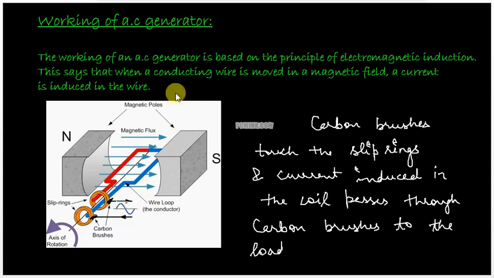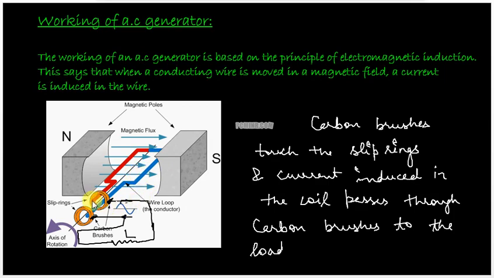The carbon brushes are further connected to the wires through the load, and this way you can utilize the current which has been induced in the coil to run the load. So this is how the AC generator works. It produces an AC current because of the rotation happening, and based on Fleming's right-hand rule, the direction of current induced keeps changing in the coil and the rotation is very fast. So we have a high frequency AC being generated.